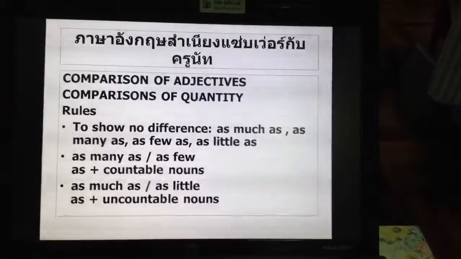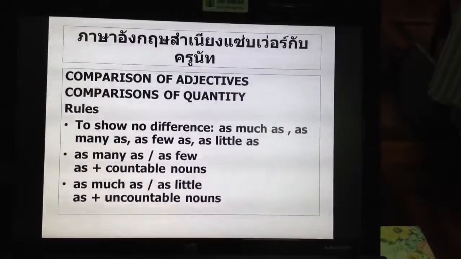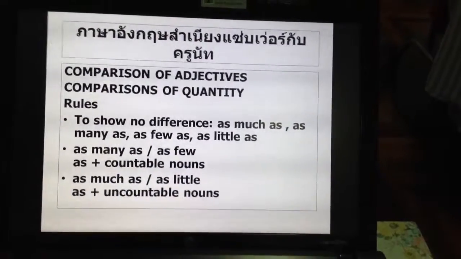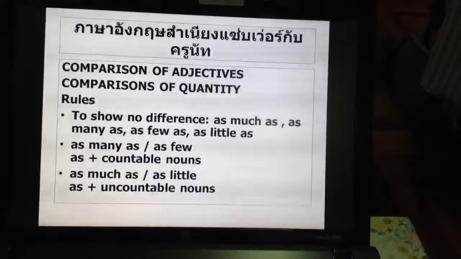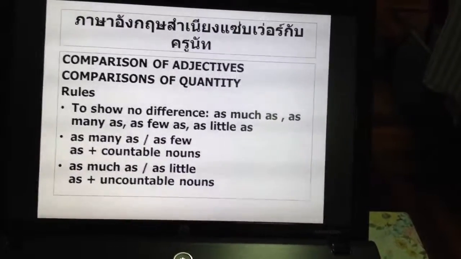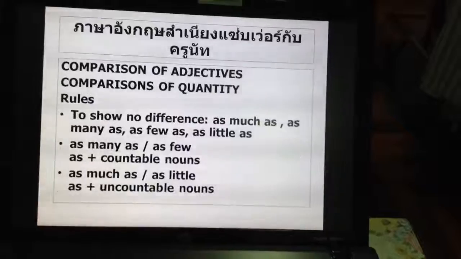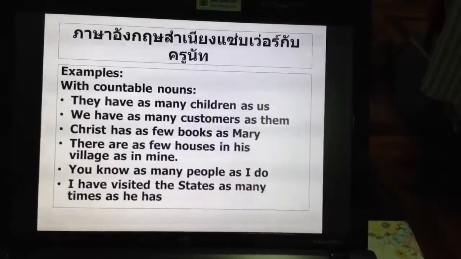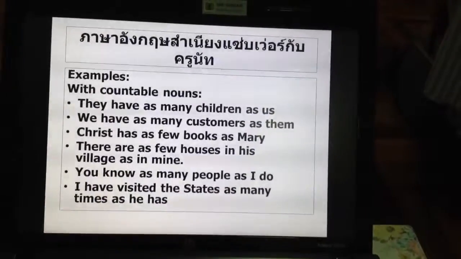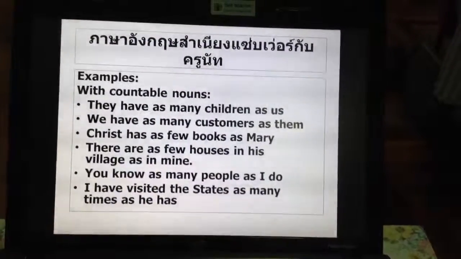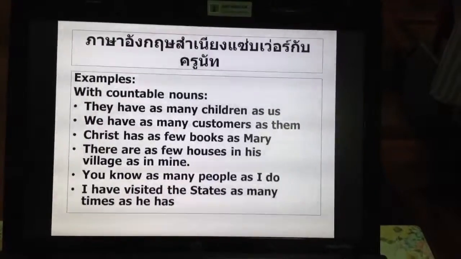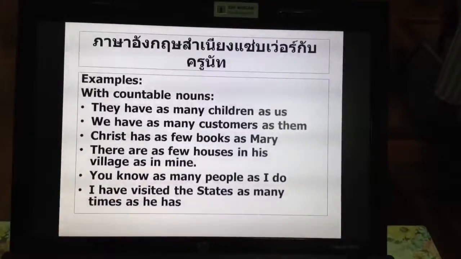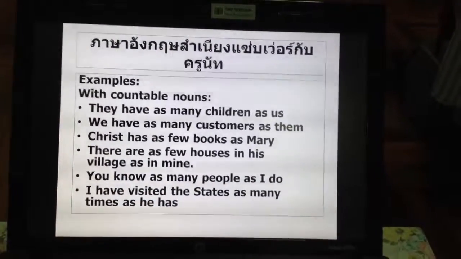Comparison of quantity. Rules: to show no difference, use as many as or as few as plus countable nouns, and as much as or as little as plus uncountable nouns. Example with countable nouns: they have as many children as us. We have as many customers as them. Chris has as few books as Mary. There are as few houses in his village as in mine.